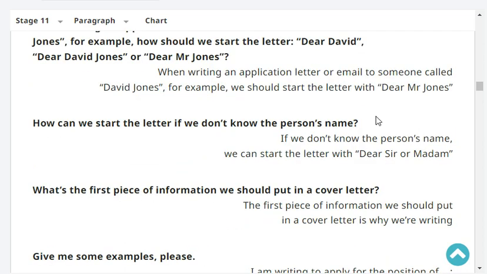How can we start the letter if we don't know the name of the person? If we don't know the name of the person, we can start the letter with Dear Sir or Madam.